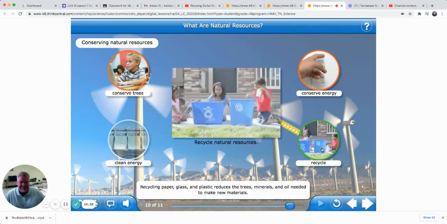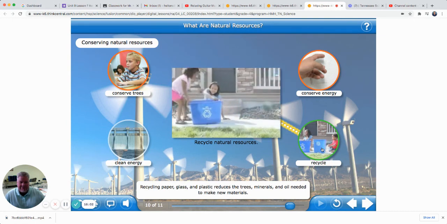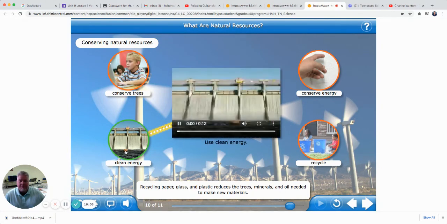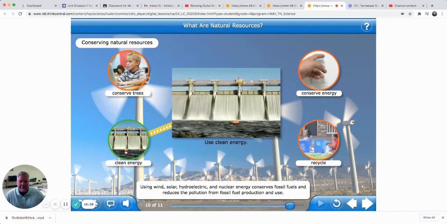Recycling paper, glass, and plastic reduces the trees, minerals, and oil needed to make new material. Using wind, solar, hydroelectric, and nuclear energy conserves fossil fuels and reduces the pollution from fossil fuel production and use.